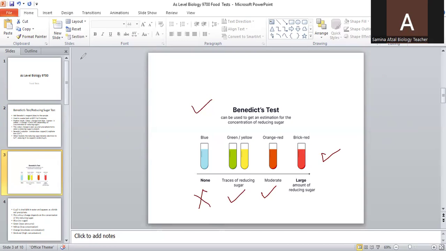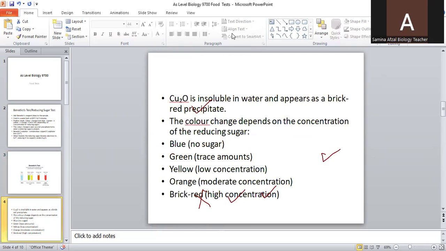So in this way, I would like to say that the Benedict test shows us the presence or absence of glucose in the solution which has been given to test. Copper oxide is insoluble in water and appears as a brick red precipitate. The color changes depend on the concentration, as I already told you. The blue color shows no concentration of sugar, and the other colors show the different amounts of reducing sugar present in the solution.